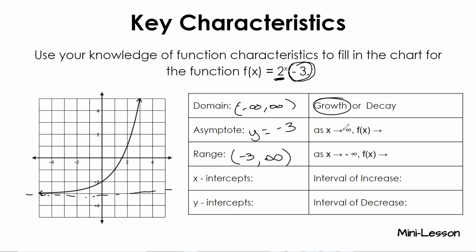So as x is approaching positive infinity, so as we're moving to the right, so if we were standing right here, as we move to the right, where are our y values going? Up. As we move to the left, where are our y values going? To -3.